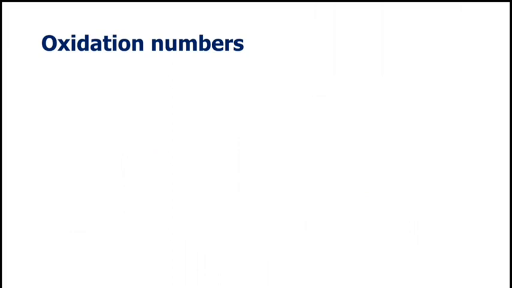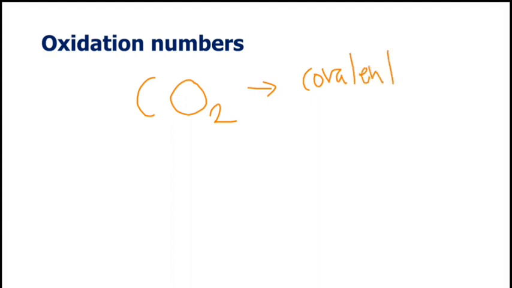Now, for example, let's say I have this compound CO2. I know this is a covalent compound, but for the sake of oxidation numbers, we're going to imagine that this compound is ionic. To do that, we need to understand the valency of these two elements. All right, carbon is in group 4, right? Oxygen is in group 6.